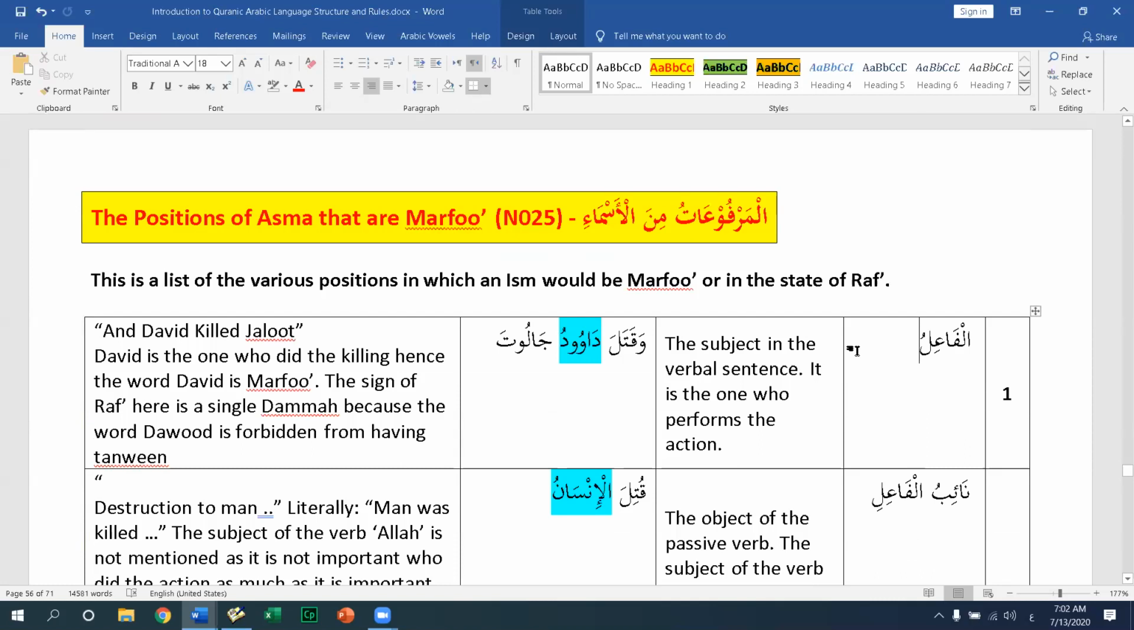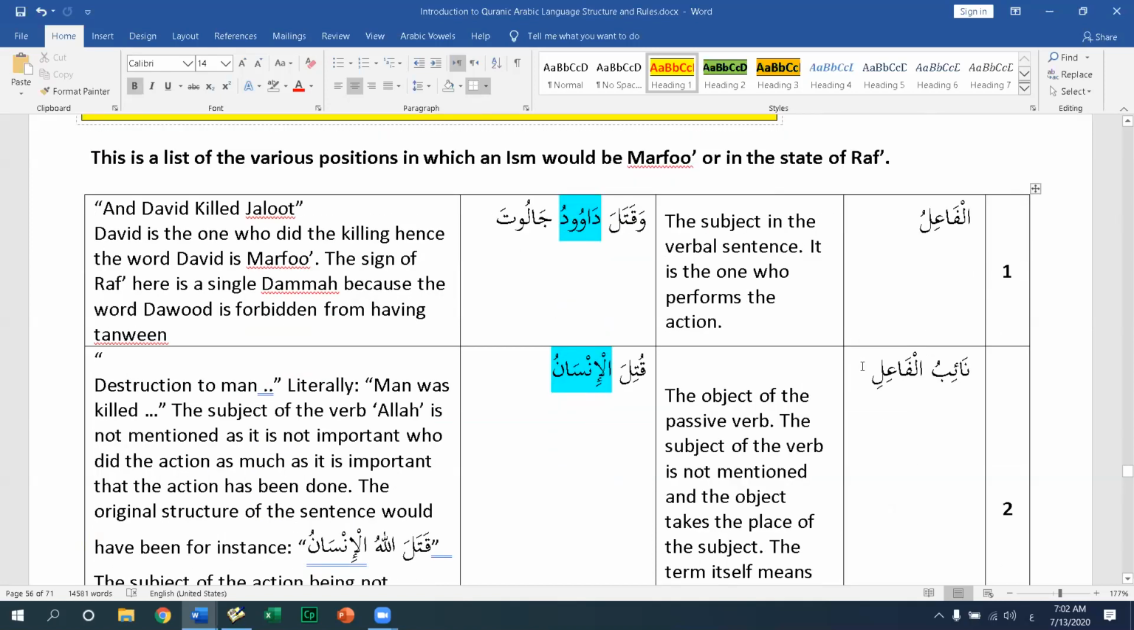Let's go ahead and take things one at a time. So the position of asma that are marfu', this is grammatical rule number 25, al-marfu'atu min al-asma. So we'll go through those 7 that I listed there. Al-fa'ilu. When the word is fa'il, it's marfu'. For example, Allah says, وَقَتَلَ دَاوُودُ جَالُوتَ.